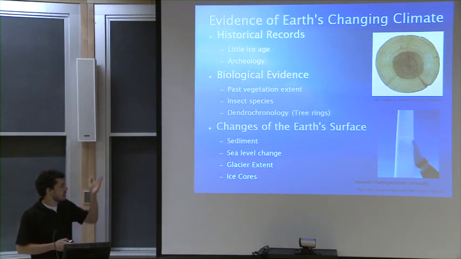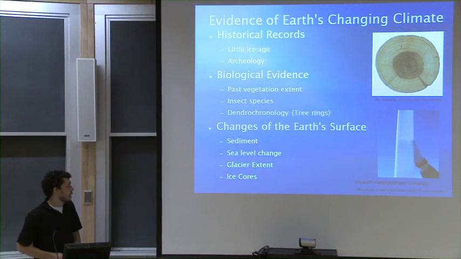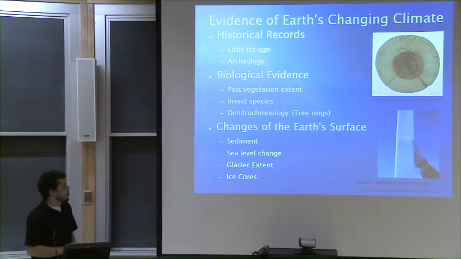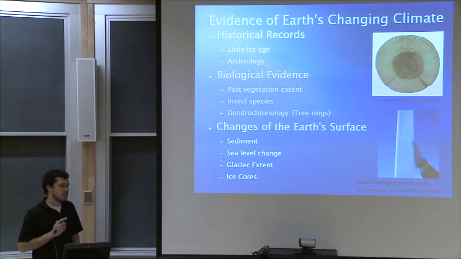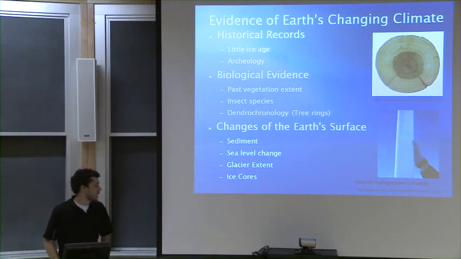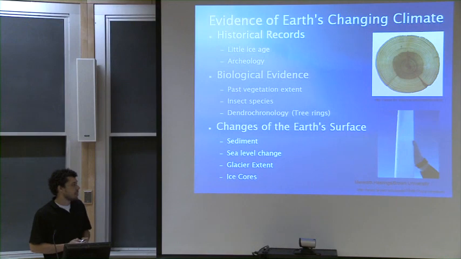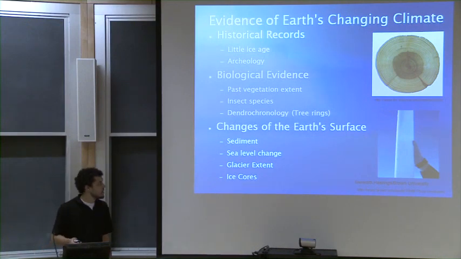In some ways, the rings of a tree are very similar to ice cores that we're going to go into more detail about. Of course, sediment has a lot of biological components, which you also use and take core samples of, and you can also work out temperatures and climate changes. Of course, there is also sea level change. Glacier extent change is evidence from moraines and historical evidence. And of course, we get a lot of information from ice cores.